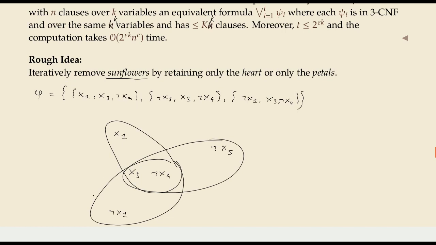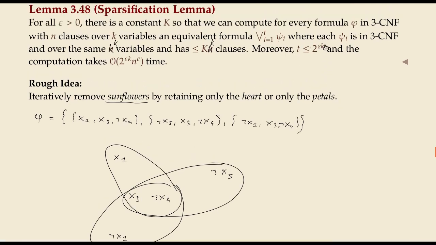I mean, how many of these petals you can find. A large formula will have many such sunflowers, but you have to reduce them in the right order. And then if you do all of that correctly, you will get a bound on the number of instances in the end that you produce.